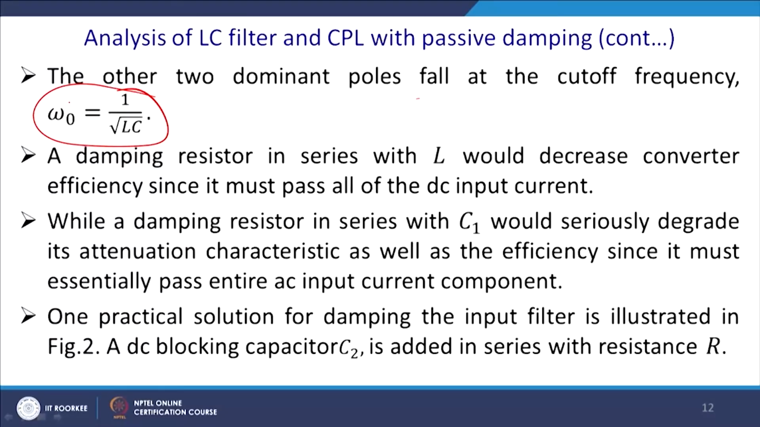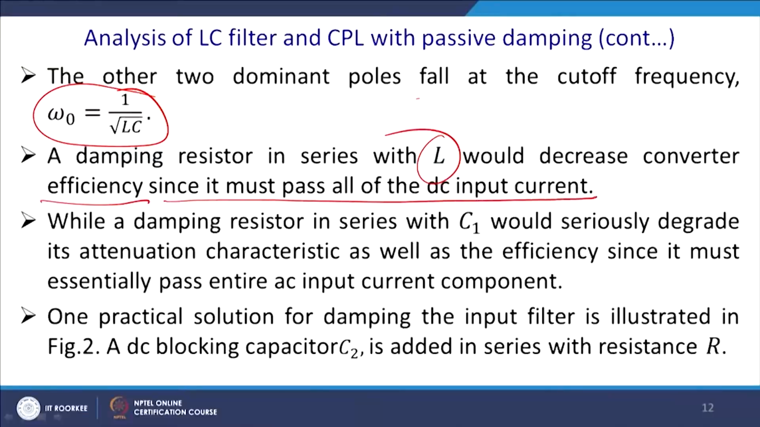If you connect the damping resistors in series with L, the efficiency of the converter will decrease, it will be a catastrophe, because the series current will flow. Since it must pass all the DC current, there will be a loss. So, you cannot add it in series, you require to add it in parallel.